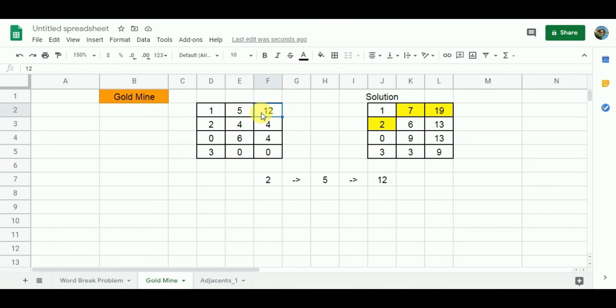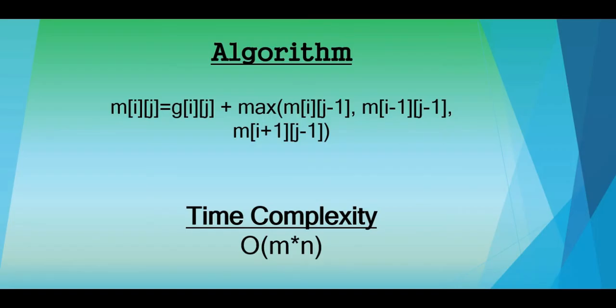Now let's quickly check out the algorithm. So this is the algorithm. M[i][j] is going to be G[i][j], that is our problem matrix, where G represents the gold, plus the maximum of M[i][j-1], M[i-1][j-1], and M[i+1][j-1]. The time complexity of this dynamic programming solution is O(m×n).